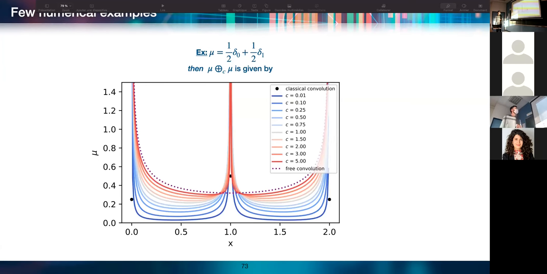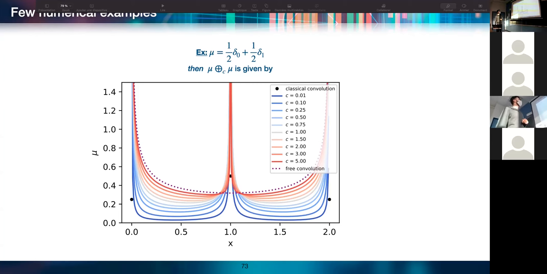And now I'm going to show some examples. For example, if you take the Bernoulli distribution, as I said, it's C equals zero. This corresponds to the classical convolution, and you get three points at 0, 1, and 2. And the free convolution, you get the arcsine law. And what we obtain for different C for our C convolution is an interpolation between the two curves. The blue curve is for C small and the red curve is for C bigger and bigger, and you get a smooth interpolation.